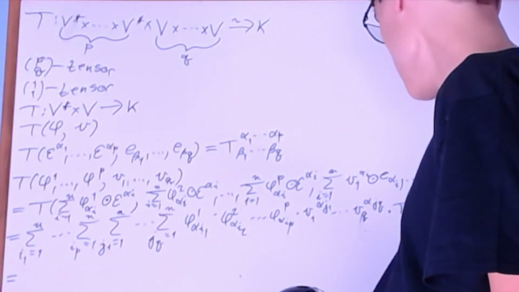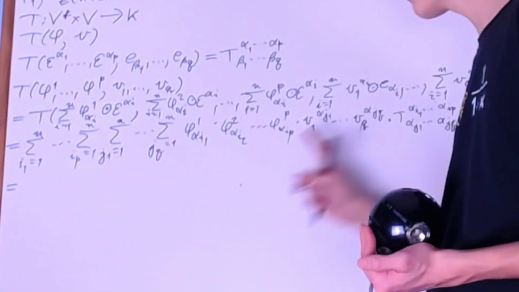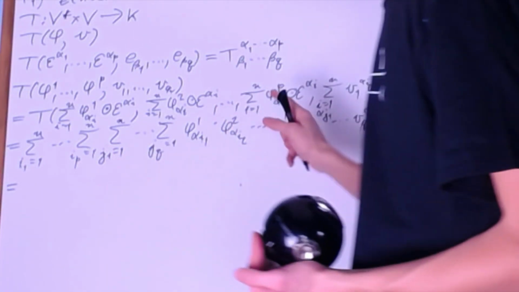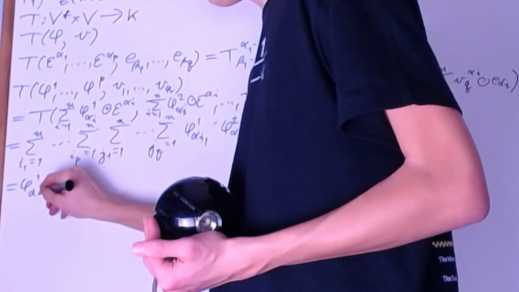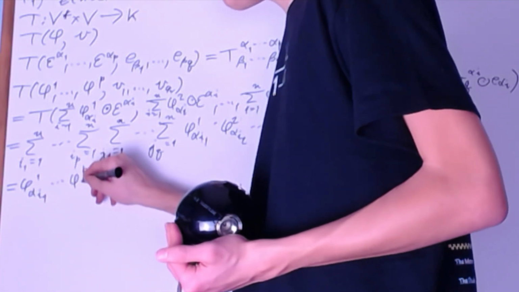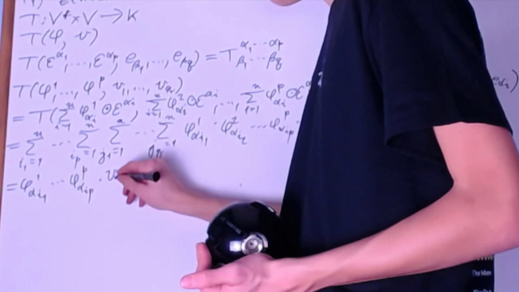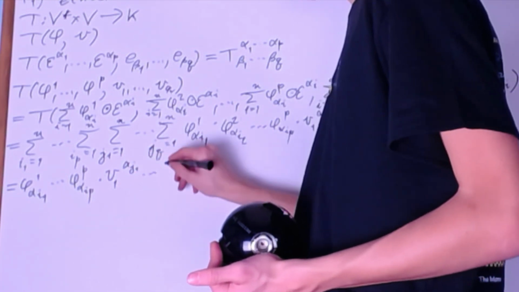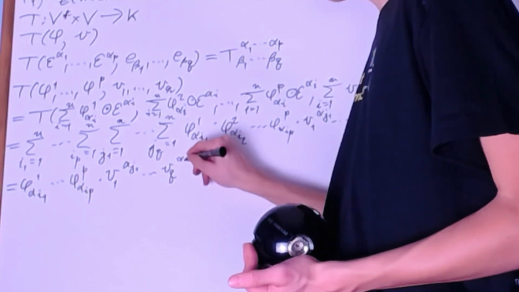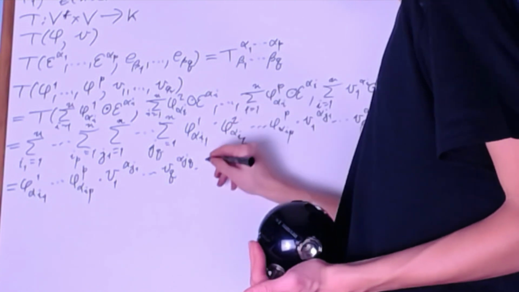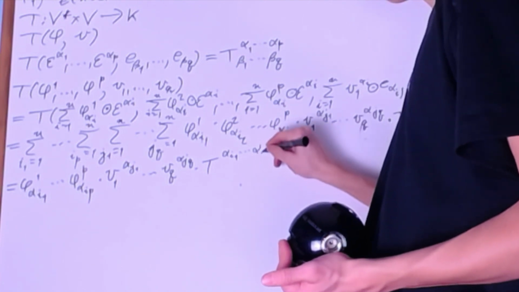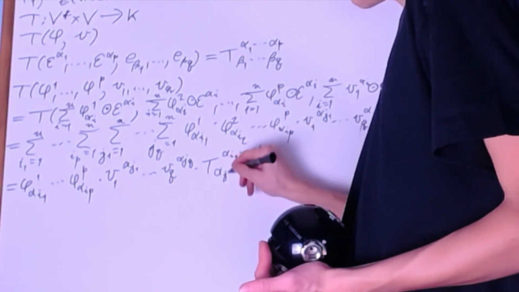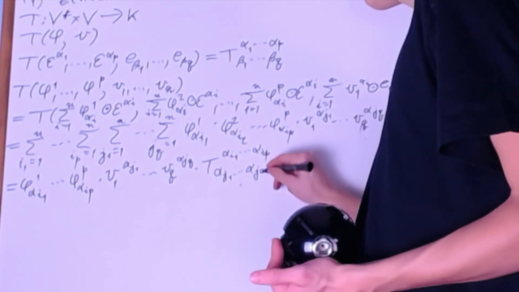And the way we usually represent this is not by this, it's instead by removing the summation. And this is another use for writing the indices like this. So let's go ahead and write phi1 alpha i1 all the way up until phi p alpha ip times v1 alpha j1 all the way up until vq alpha jq. And we multiply this by the tensor component, which is alpha i1 up until alpha ip, and then on the bottom alpha j1 up until alpha jq.